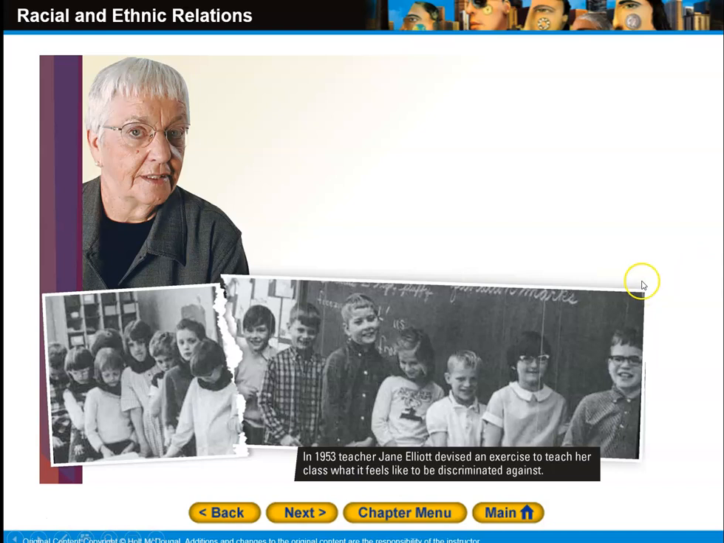Jane Elliott did this case study when she was inspired after the assassination of Martin Luther King, and she decided to teach her students the importance of discrimination, or the role it plays in our society. And as you can see from the picture, all of these children were white. So it was difficult for her to explain discrimination to them and use the eye color as the deciding factor on whether you'd be discriminated against.